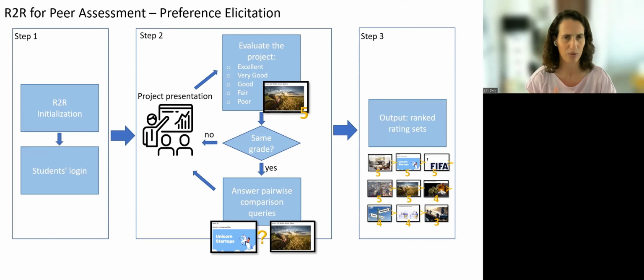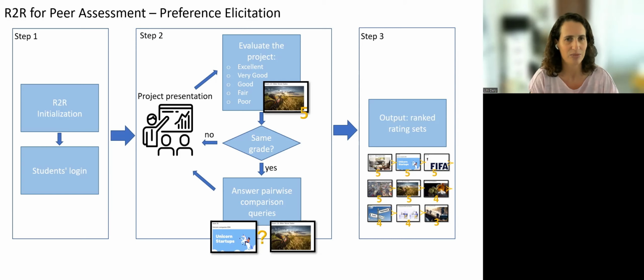So this is an example. If we have 9 projects in a session, this is an example output, okay? After that, when I have all of these ranked rating sets, I can compute offline. I can compute the rank aggregation and produce a final list.